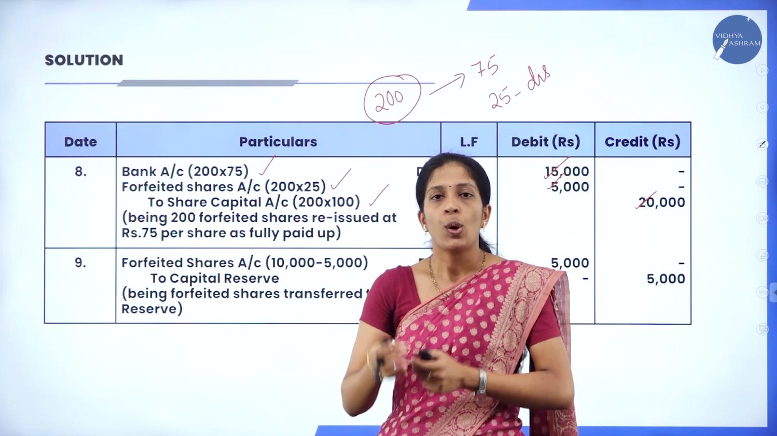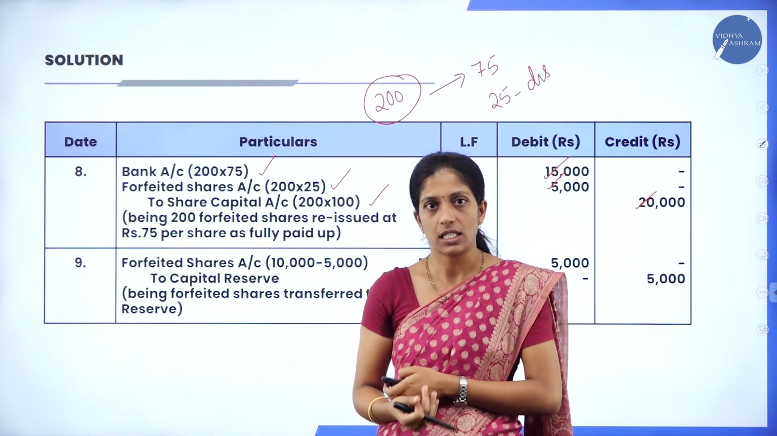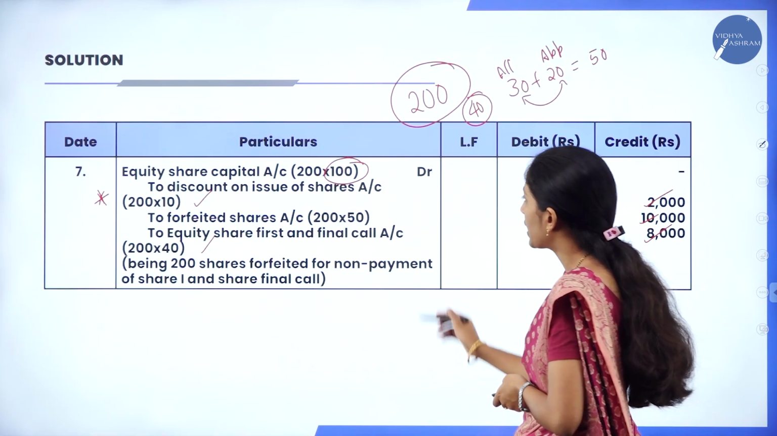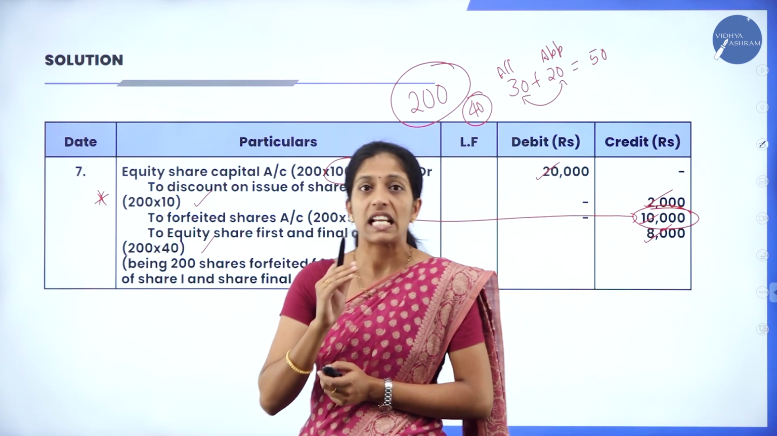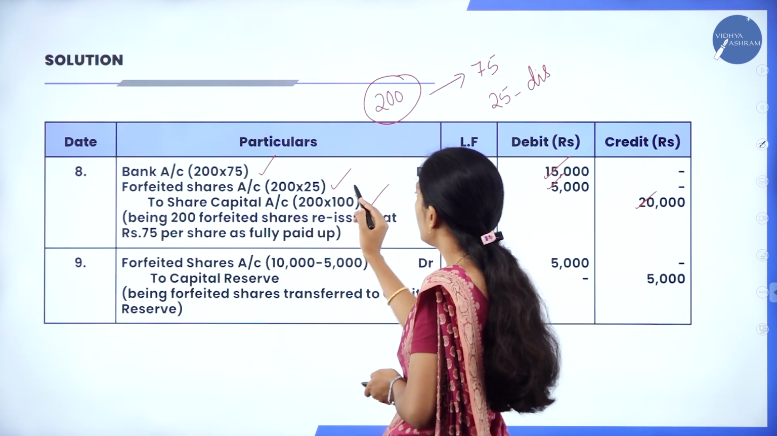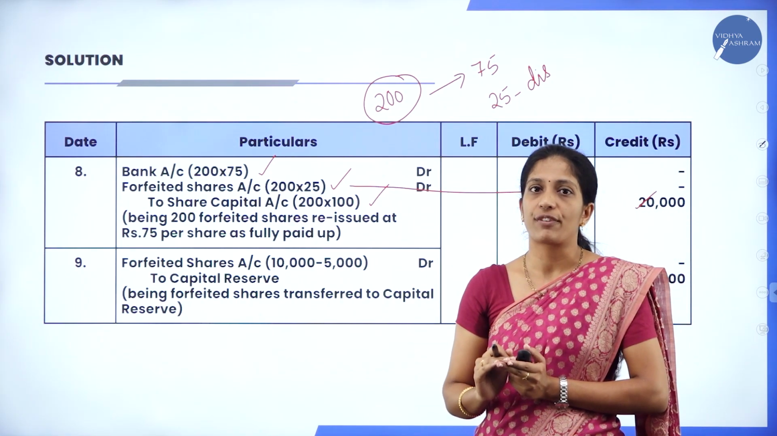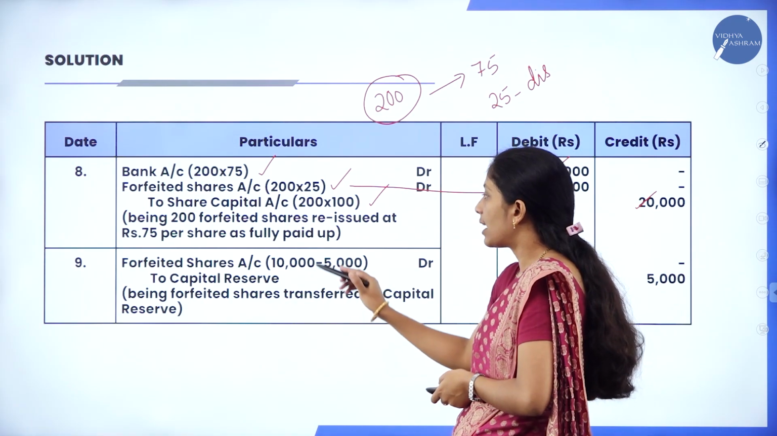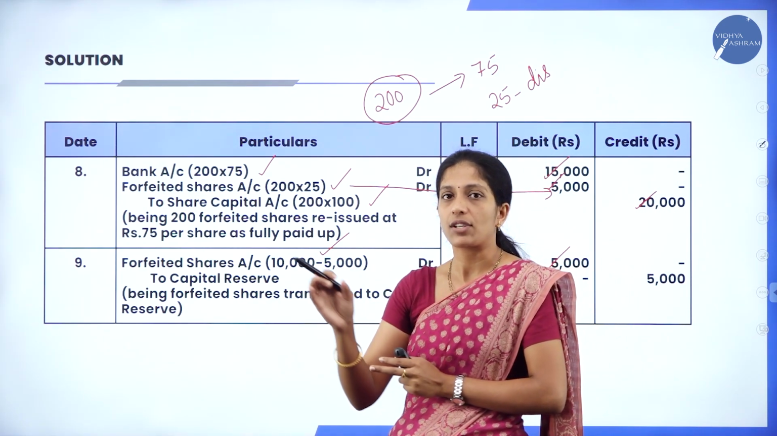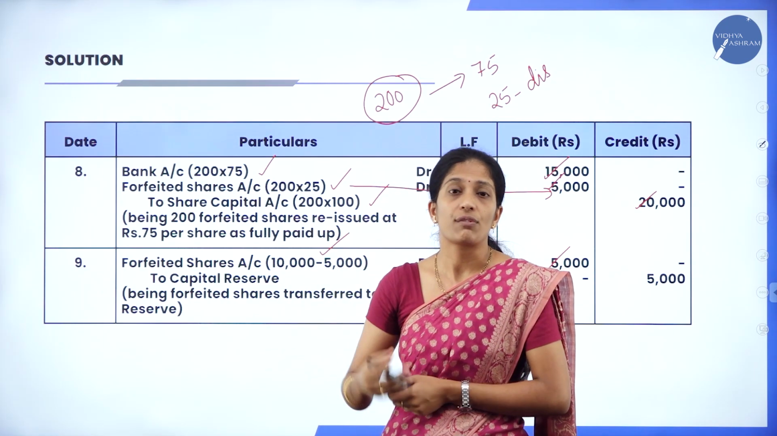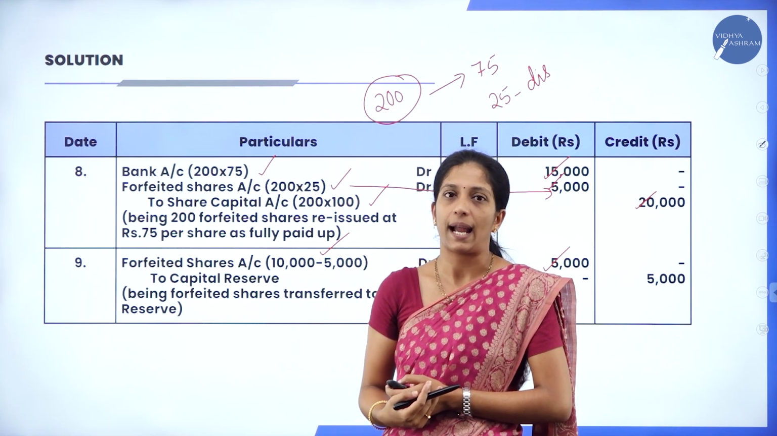Now what is your last entry? Whatever the excess amount which is there in the forfeited shares account has to be transferred to capital reserve. Now go through your entries. In forfeited shares account, how much do we have? 10,000 here, that is in forfeited shares account, and here we have 5,000. So 10,000 minus 5,000, the difference amount will be transferred to capital reserve. So forfeited shares account debit to capital reserve, that 5,000 will be transferred to capital reserve. Write the narration. Being forfeited shares transferred to capital reserve.